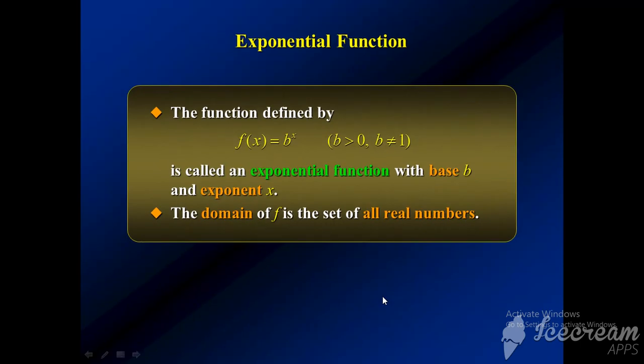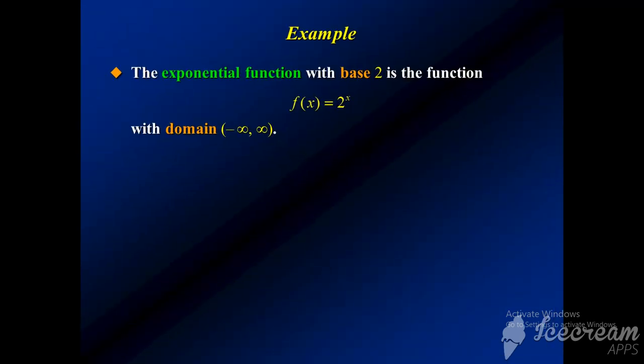So this function may be defined as f(x) = b^x, where b is a number and x is a variable. This number is always greater than 0, but it cannot be 1, and this is known as the exponential function, where b is the base and the exponent is x, and hence the domain of this function is always the set of real numbers. Now let us take an example.